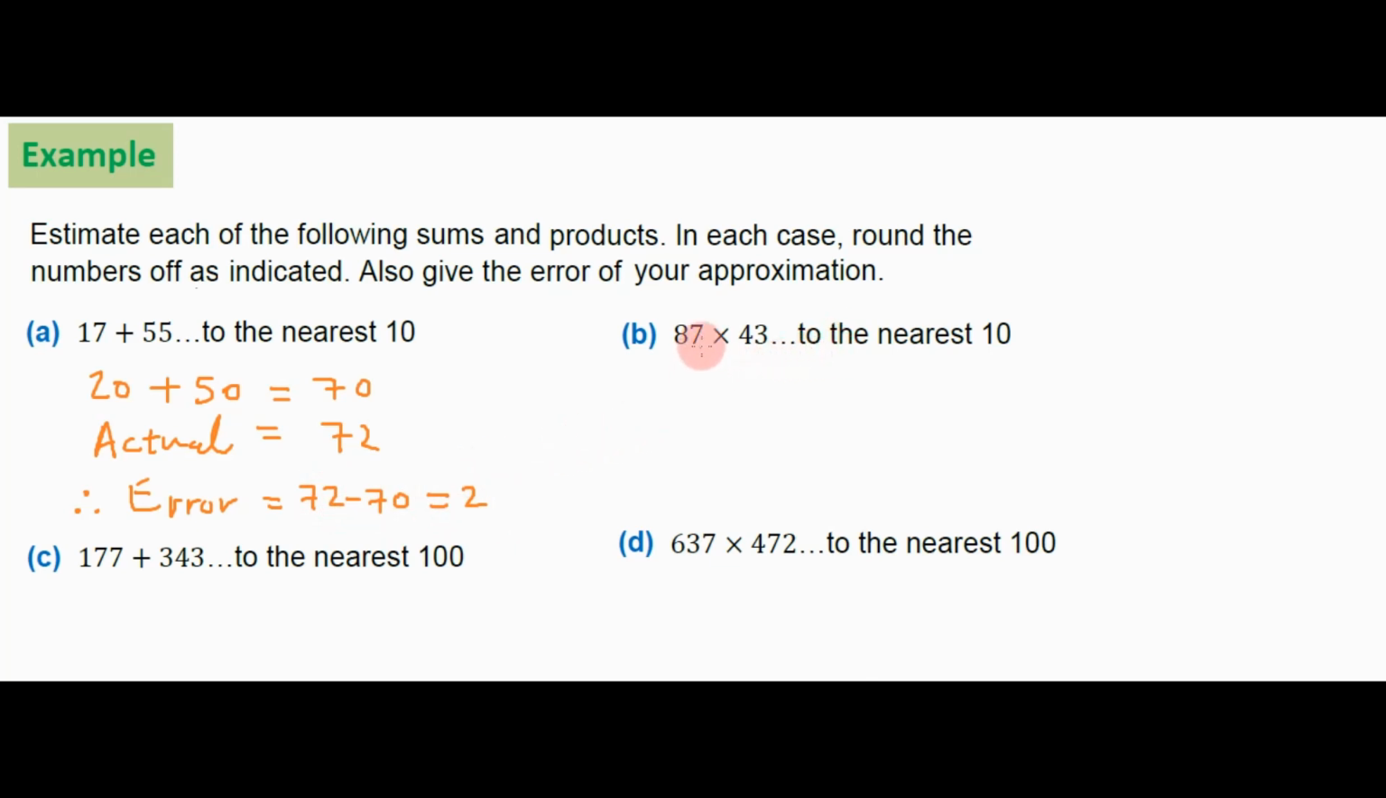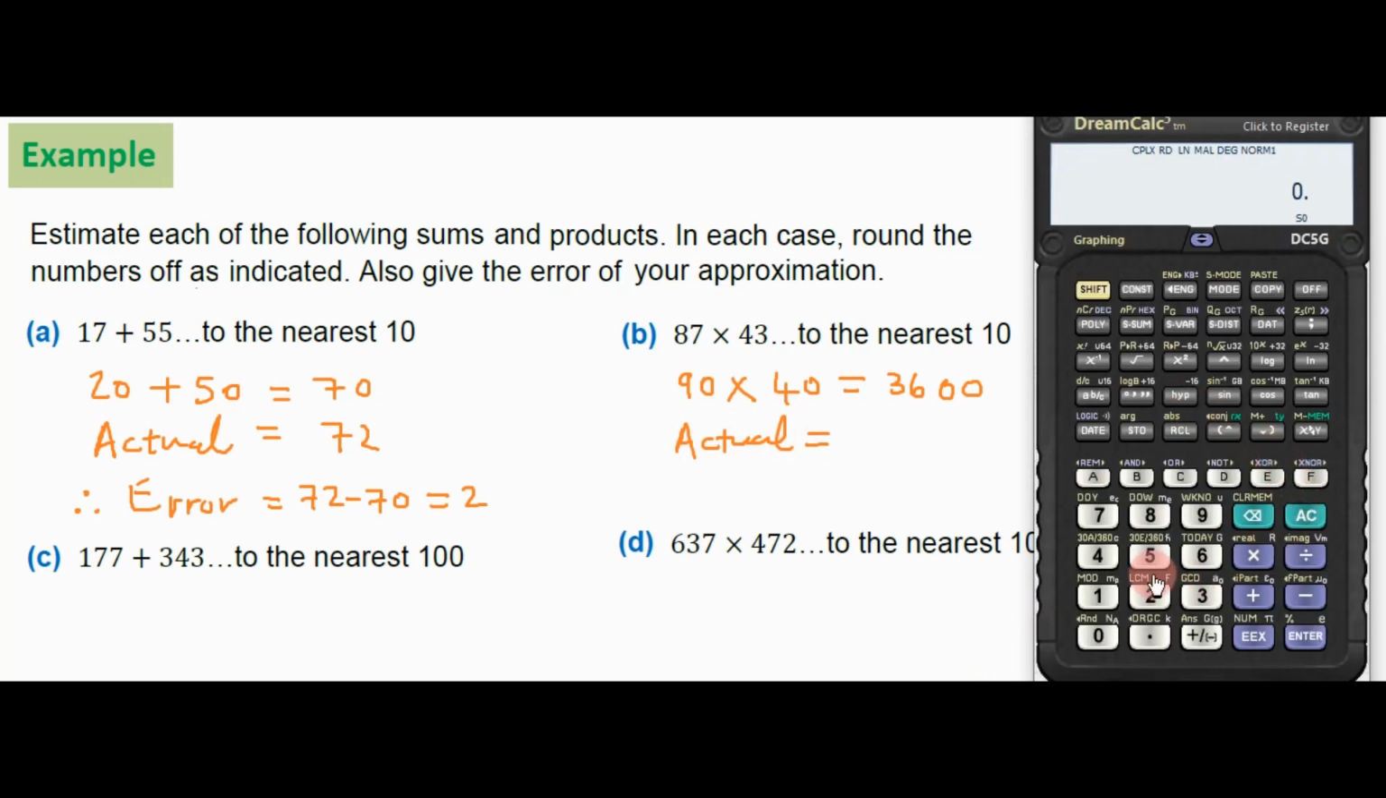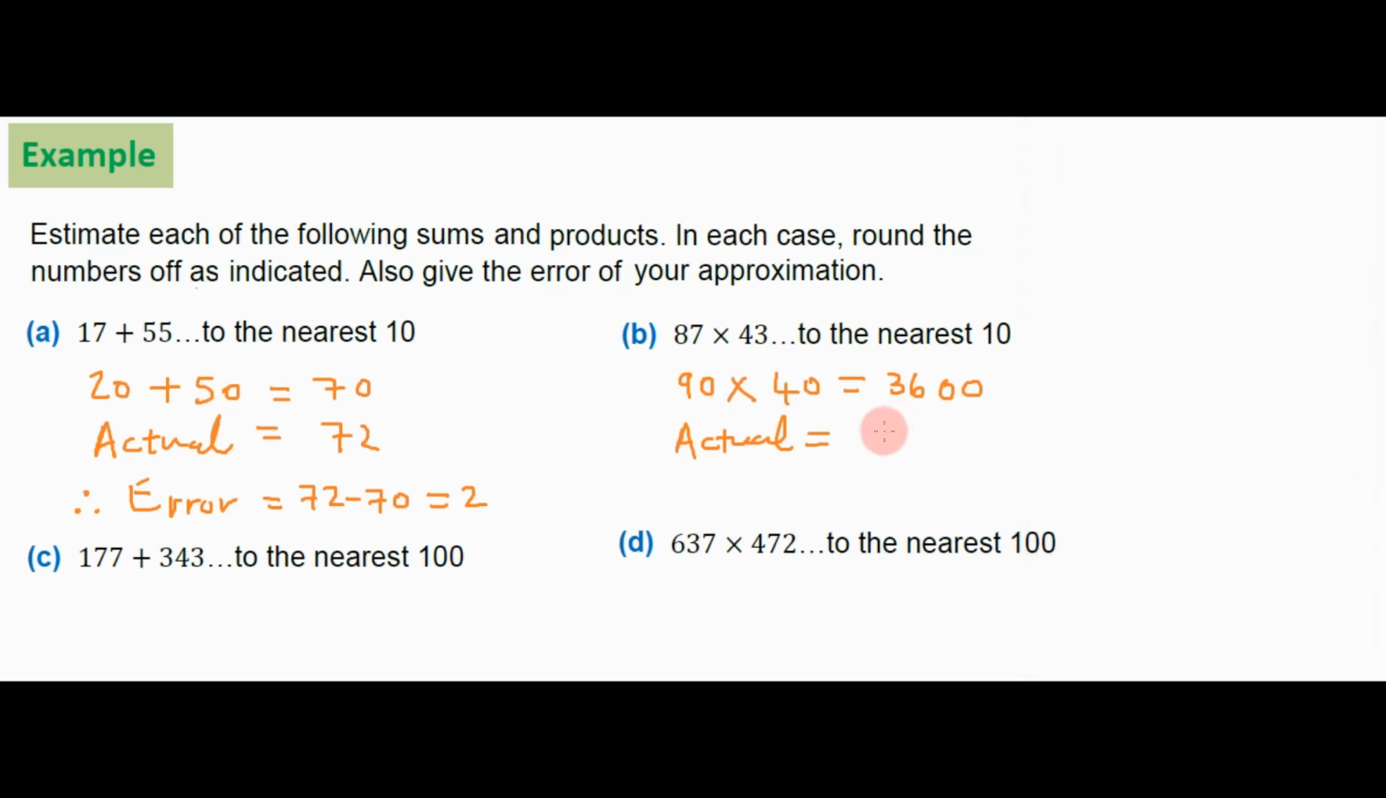Let's look at B. We can round 87 up to 90. It's closer to 90 than to 80. 43 we're going to round down to 40. Then 9 times 4 is 36. And we add 2 zeros. Let's look at the actual. So it's 87 times 43. And we see that it comes to 3,741.